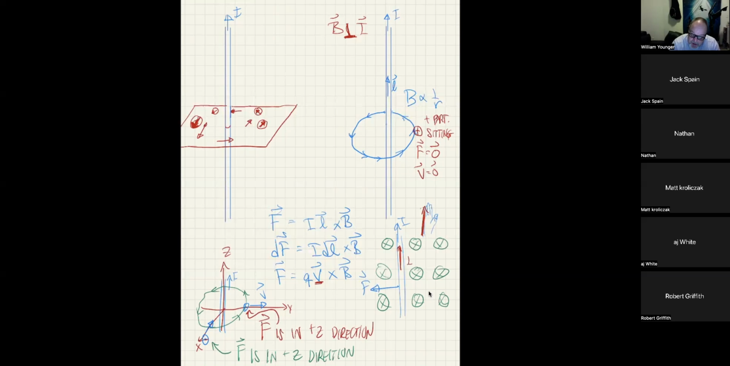This was my IL, and of course B is into there. So that's some uses of the right-hand rule. Any questions on that?